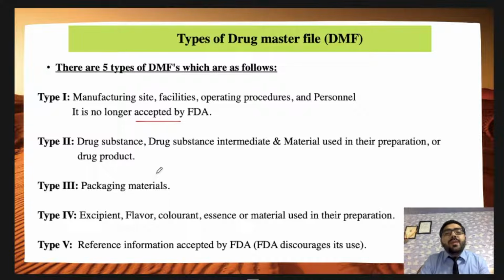Type 2 is for the drug substance, drug substance intermediates and materials used in their preparation, or the drug product. Type 3 is for packaging materials. Type 4 is for excipients, flavors, colorants, essences or materials used in their preparation. Type 5 is reference information, which is accepted by the FDA, but the FDA discourages its use.